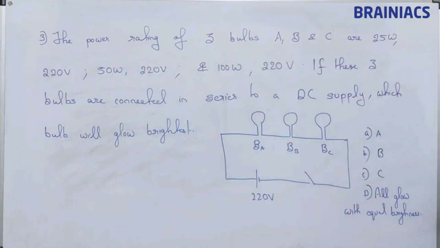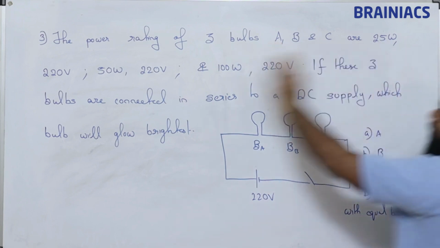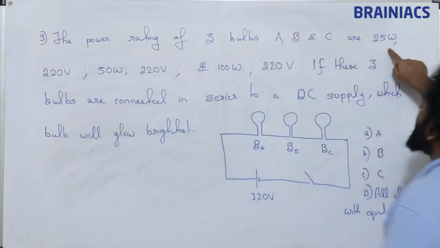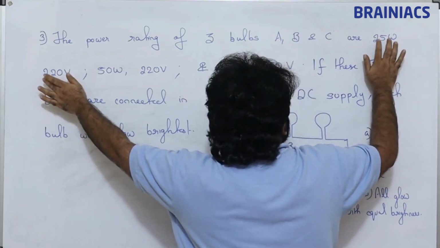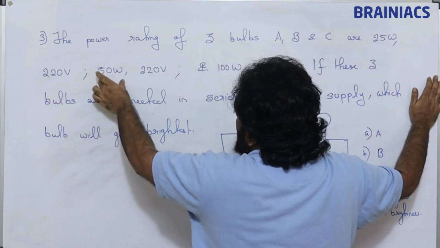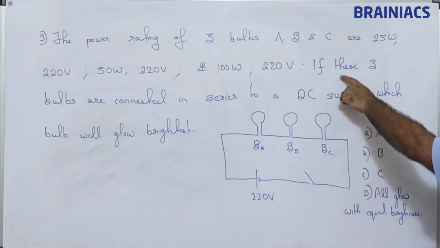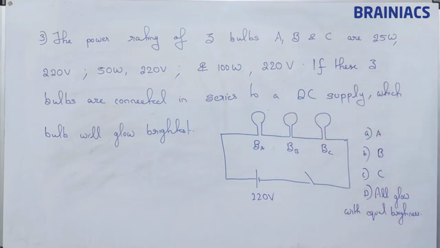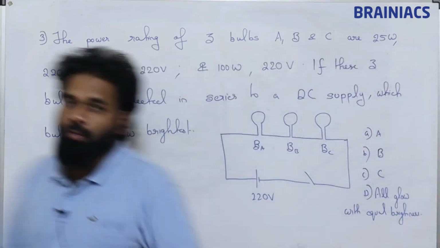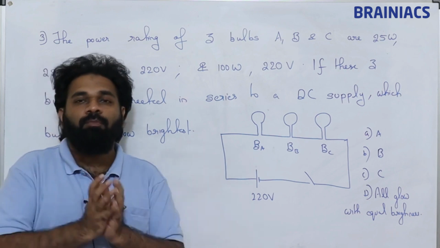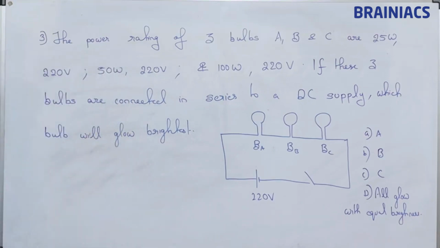The power ratings of 3 bulbs A, B and C are 25 watt 220 volt, 50 watt 220 volt, and 100 watt 220 volt. So this is of A, 25 watt 220 volt. With the 220 volt supply, 25 watt will be dissipated. These are the 3 bulb specifications, the power ratings. If these 3 bulbs are connected in series to a DC supply, which bulb will glow brightest? Okay, so if they are connected in series, which bulb will have more glow? That is the question.